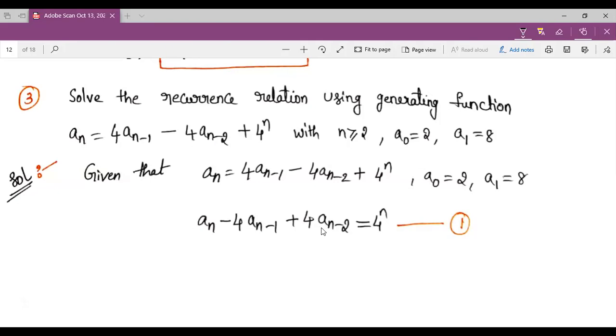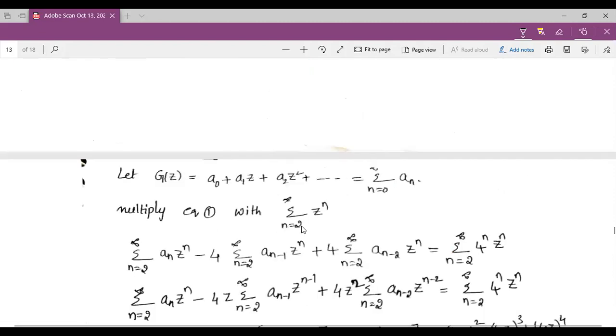Now we multiply this equation with the series summation n = 2 to infinity z^n. So summation n = 2 to infinity a_n z^n minus 4 times summation n = 2 to infinity a_{n-1} z^n plus 4 times summation n = 2 to infinity a_{n-2} z^n is equal to summation n = 2 to infinity 4^n z^n.